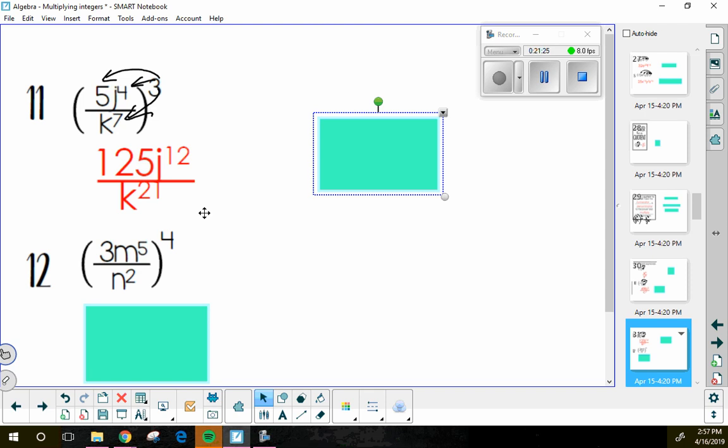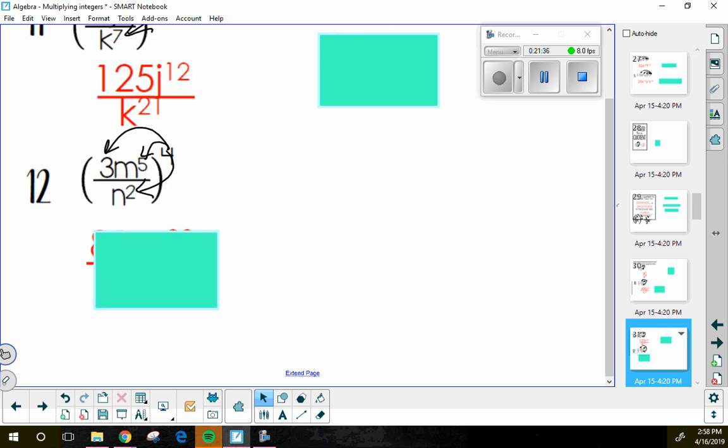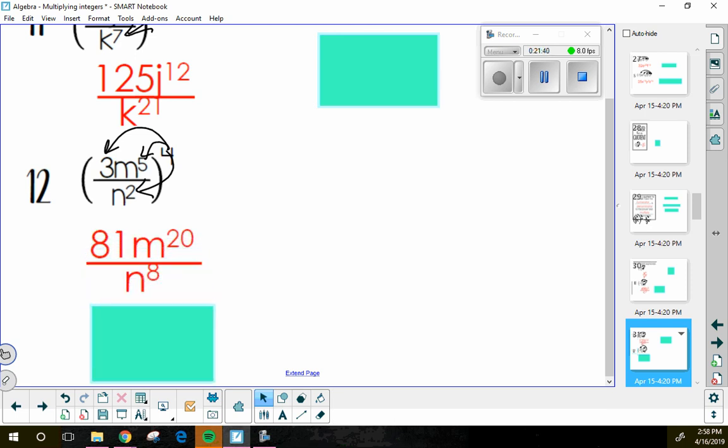All right, then you get a 4, you get a 4, and you get a 4. 3 to the 4th, what is that? 81. M to the 5th to the 4th. 20th. N to the 2nd to the 4th. N to the 8th.